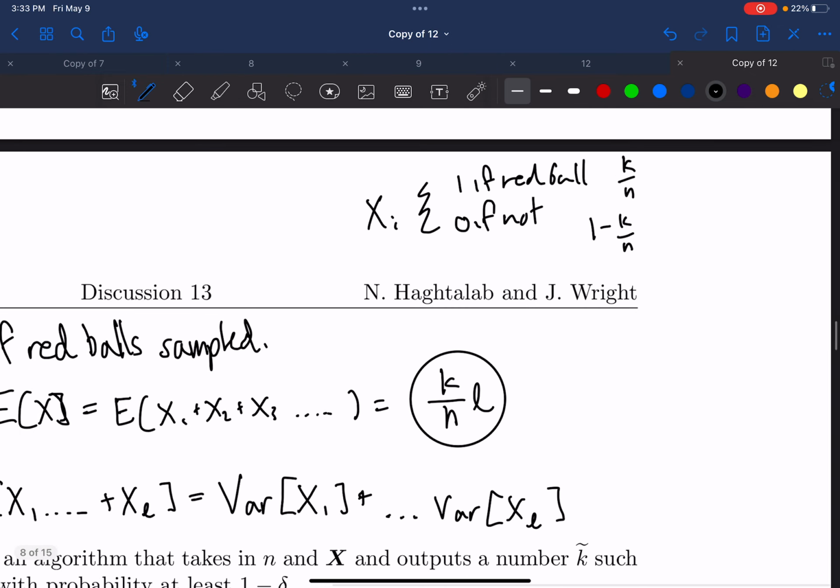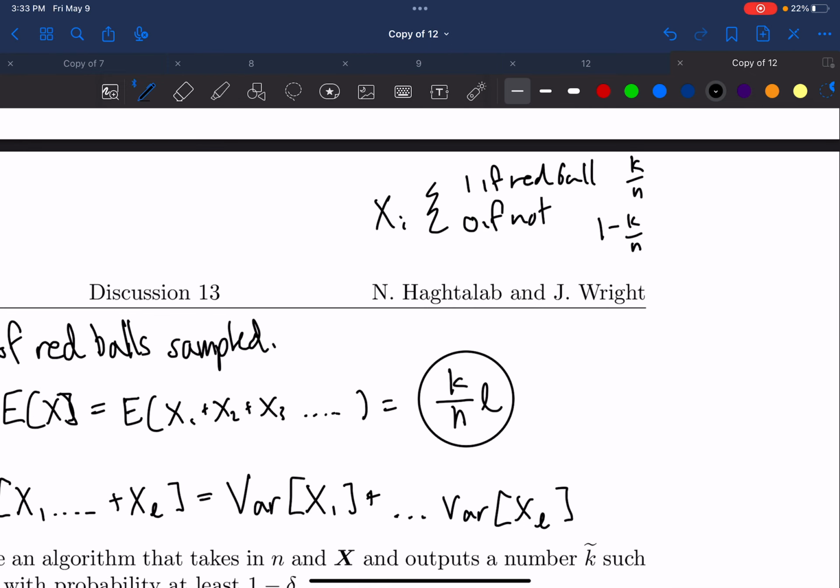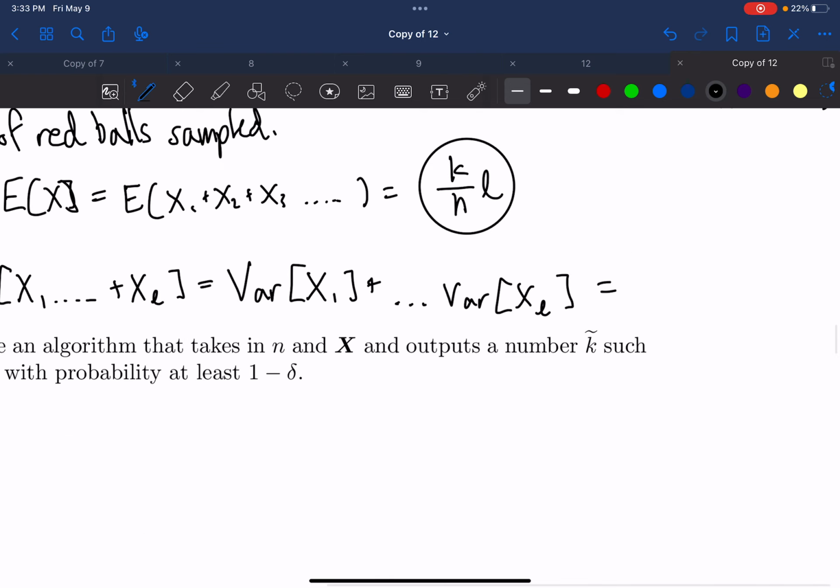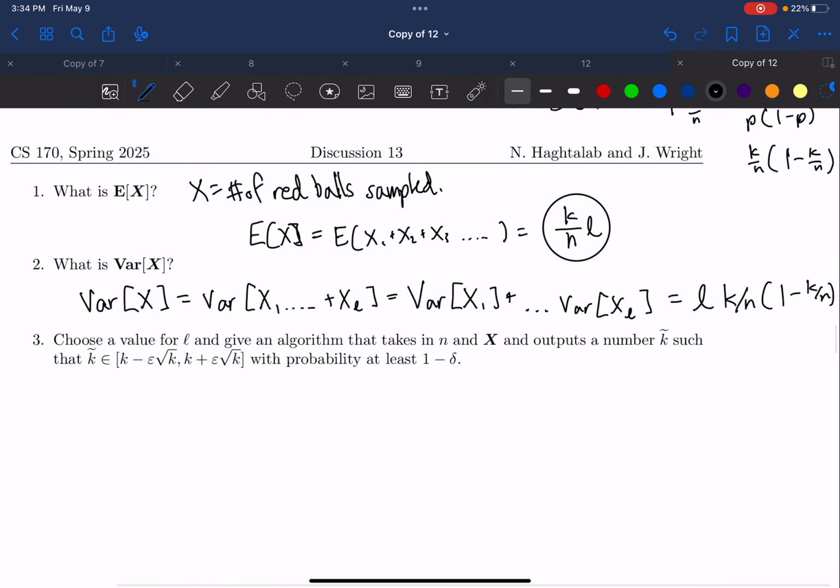Lastly, the variance of a Bernoulli, so variance of xi here, is equal to p times 1 minus p, just as a principle. So then this is going to be equal to k over n times 1 minus k over n. This is true for any Bernoulli, which means here this is going to be equal to L times k over n times 1 minus k over n. And that is our variance.